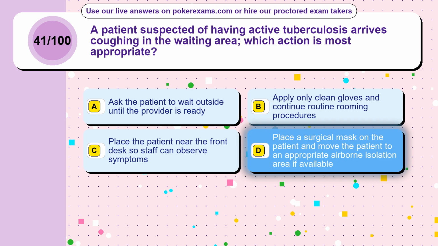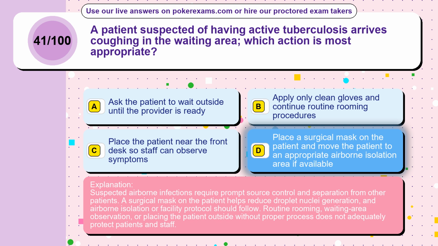The correct answer is option D. Place a surgical mask on the patient and move the patient to an appropriate airborne isolation area if available. Suspected airborne infections require prompt source control and separation from other patients. A surgical mask on the patient helps reduce droplet nuclei generation, and airborne isolation or facility protocol should follow. Routine rooming, waiting area observation, or placing the patient outside without proper process does not adequately protect patients and staff.